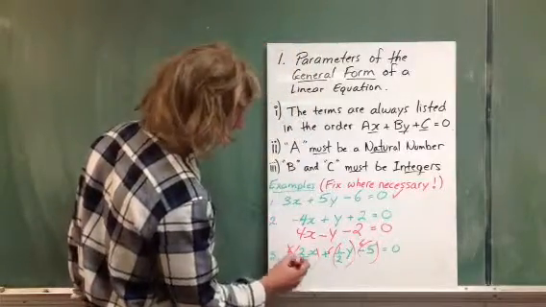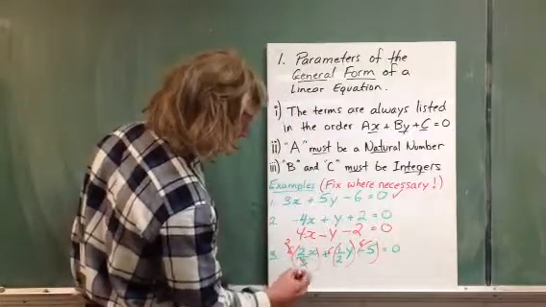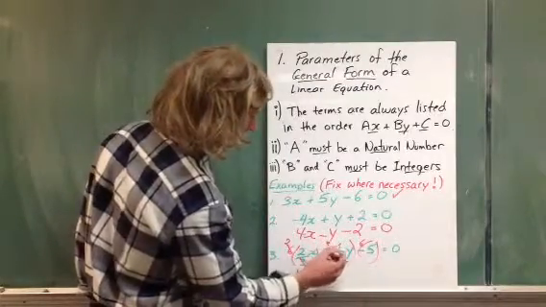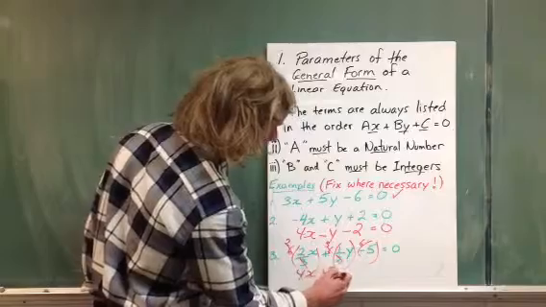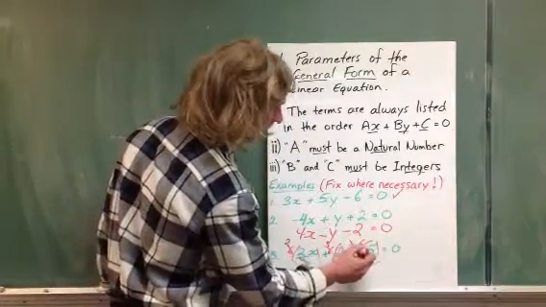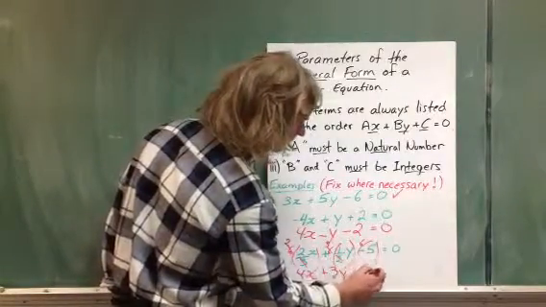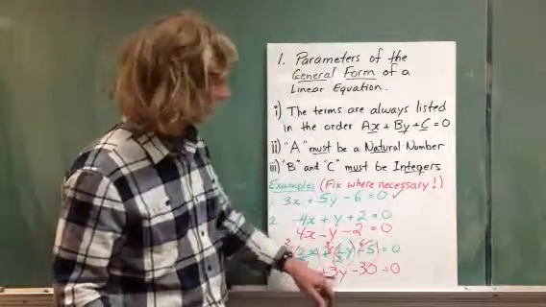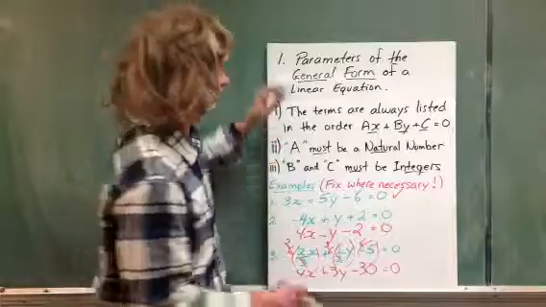And these would reduce, and this would end up being 4x. These would reduce down to 3. 3 times 1y is positive 3y. And 6 times -5 is negative 30. Equals 0. Now we have a natural number and 2 integers. Everything's good, ready to go.